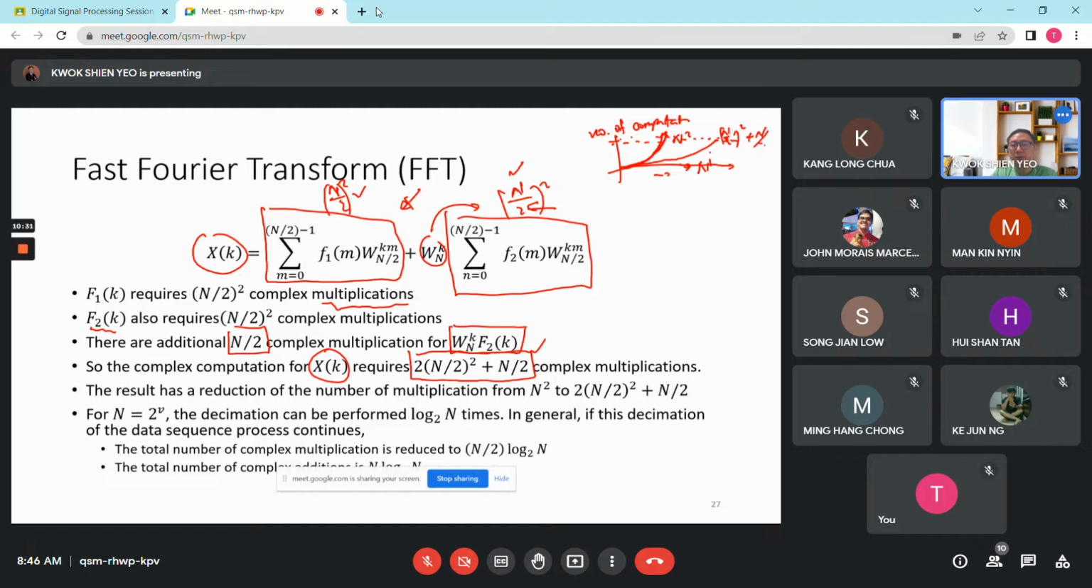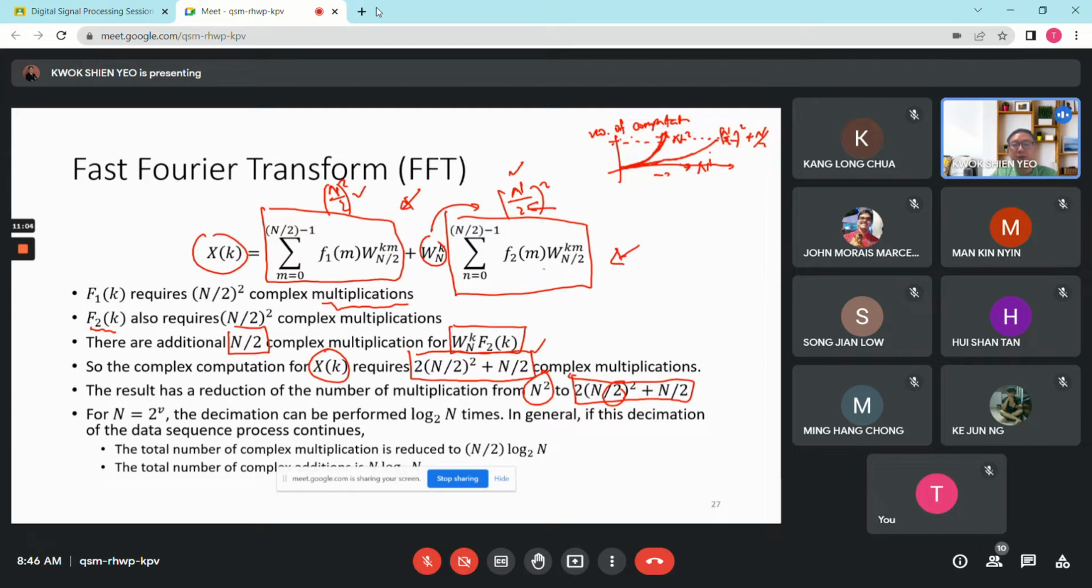So it grows slower because of this division by 2. The result is a reduction in the number of multiplications from n squared to 2 multiplied by (n/2)^2 plus n over 2. Being divided by 2 is already a very great improvement. So if you are able to break it down into 2, this is an improvement from breaking it down by half.